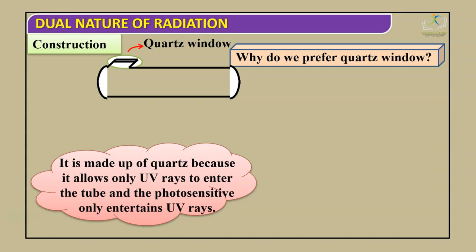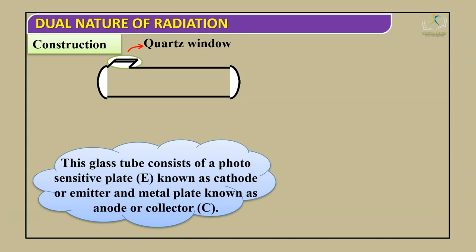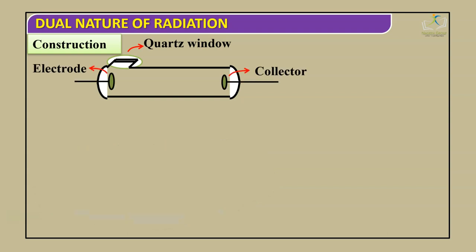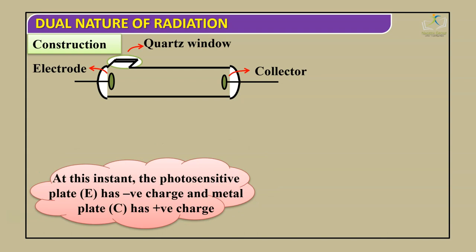Quartz is a particular material which allows only UV rays to pass through it. This glass tube consists of a photosensitive plate known as E, which is the cathode or emitter, and the metal plate known as the anode or collector. So E and C are the two electrodes, the emitter and the collector. At the instant, photosensitive plate E has a negative charge and metal plate C has a positive charge.